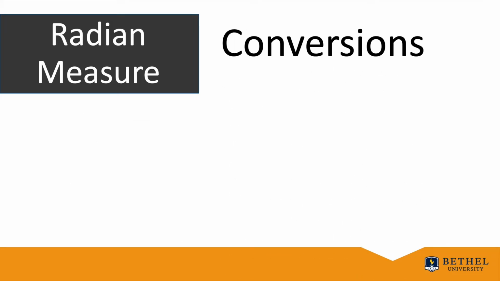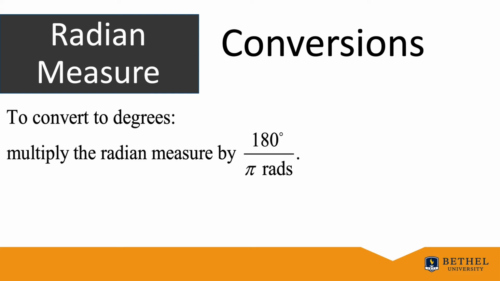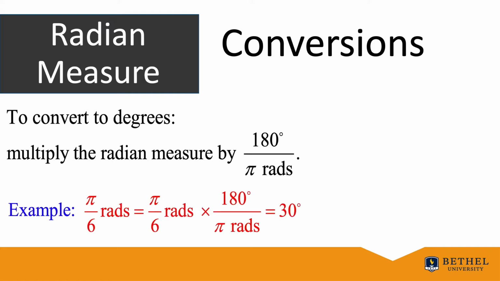For conversions between degrees and radians, it's typically easiest to use the equivalence of 180 degrees with pi radians. To convert to degrees, multiply the radian measure of the angle by the conversion ratio 180 degrees divided by pi radians. For example, an angle with measure pi over 6 radians converts to 30 degrees. When you multiply it by the conversion ratio, the radian units cancel, leaving you with units of degrees.